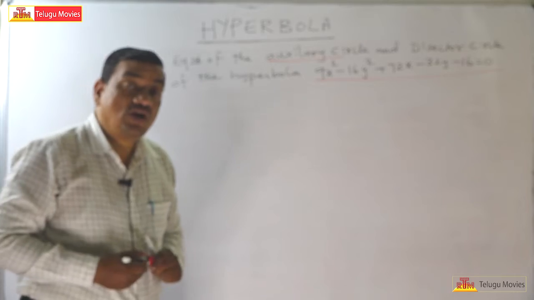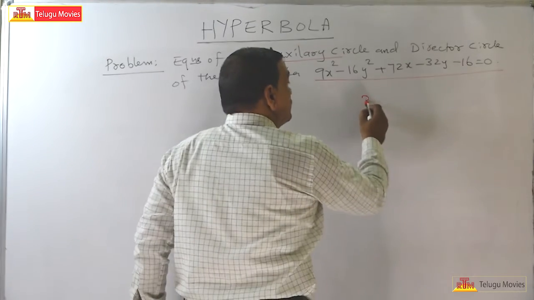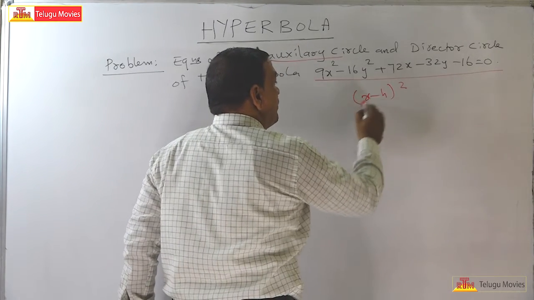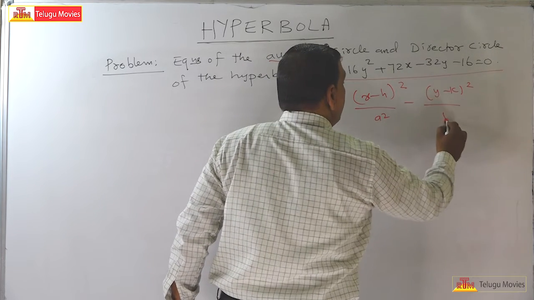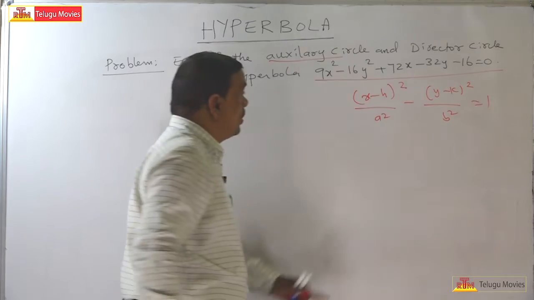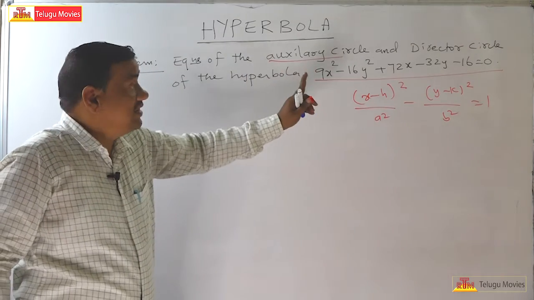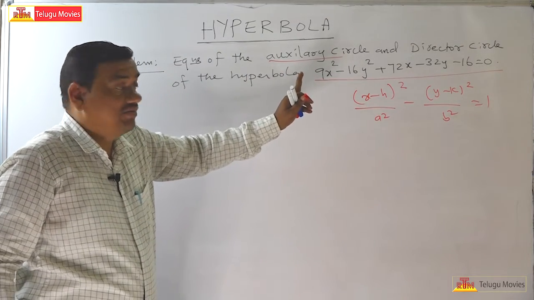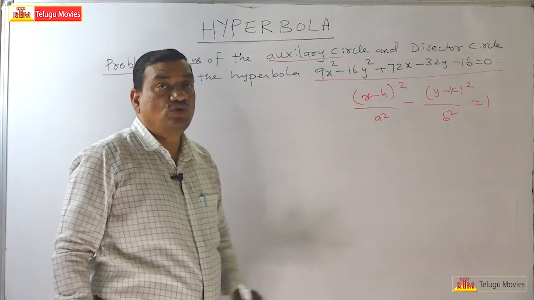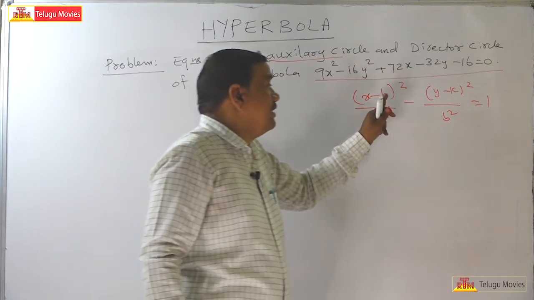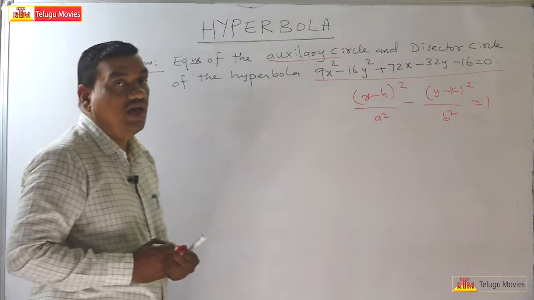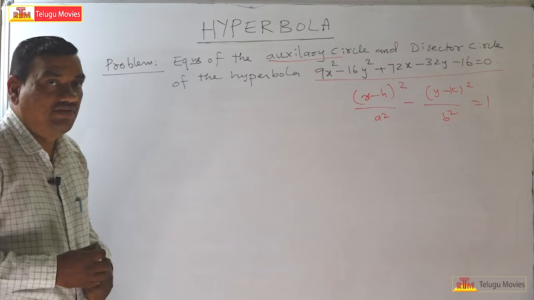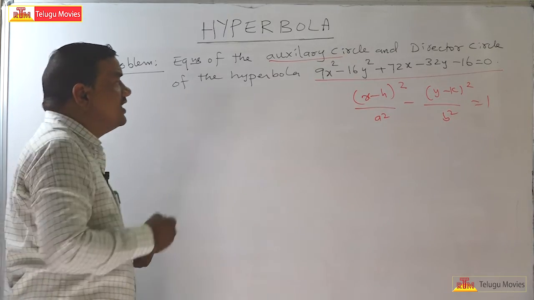So what is the equation of that? x minus h whole square by a square minus y minus k whole square by b square is equal to 1. Now you have to convert the given second degree equation into this form, so that we can identify the values of h, k, a and b. Then we will find the equation of the director circle and the equation of the auxiliary circle. So let us do that.